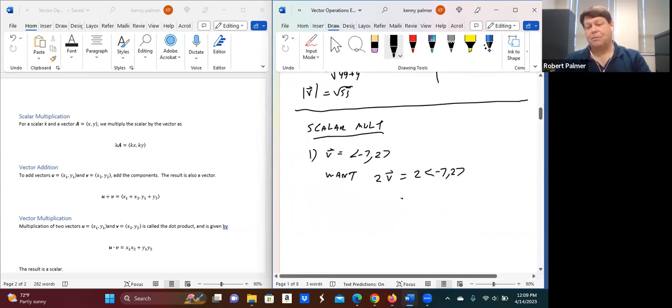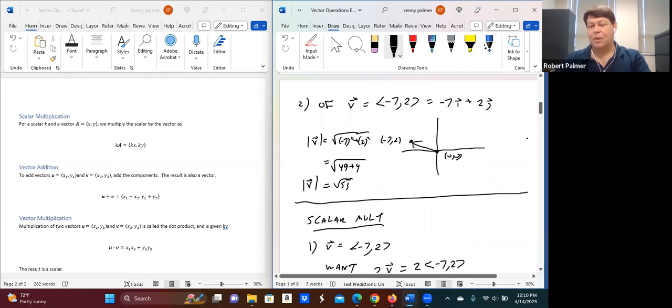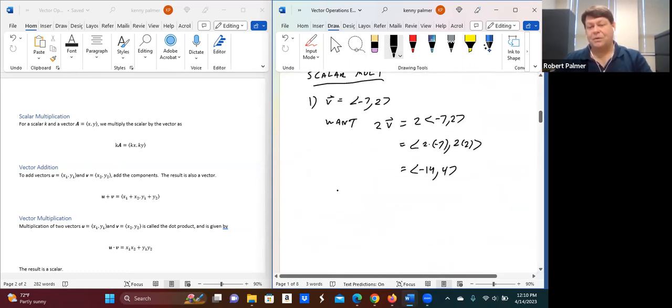So what I do is I simply multiply 2 times each component. 2 times negative 7 is my new x component along the x-axis. Then 2 times 2 is my new component along the y-axis. And so the vector 2v is just going to be negative 14 and 4. Now, what's interesting, you can try this on your own, this makes a vector 2v that is in the same direction as vector v, the one we had before, but twice as long.